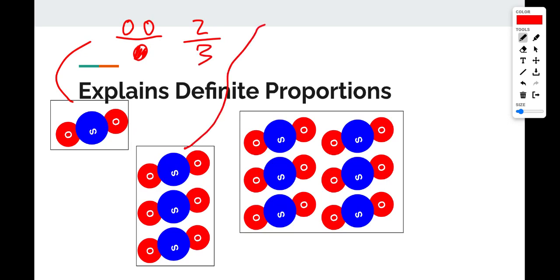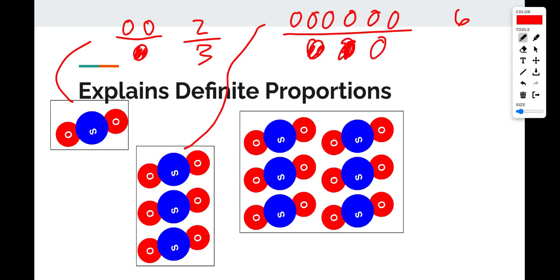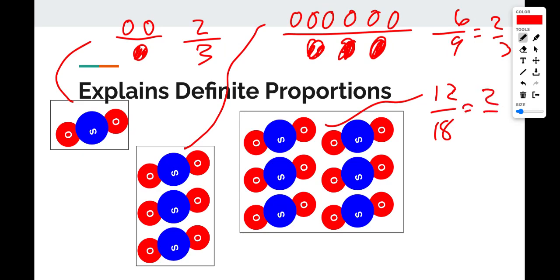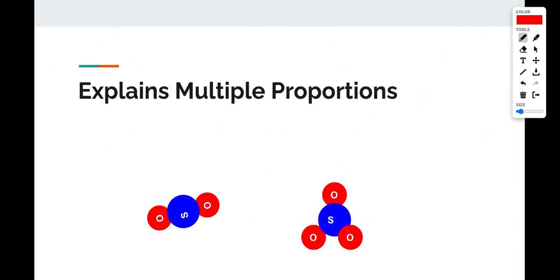If we broke down this compound, well, we'd have 1, 2, 3, 4, 5, 6 oxygens, which would weigh 6 if each one weighed 1. And we'd have 3 sulfurs, which would weigh 9 if each one weighed 3. Well, that's 2/3. And if we took this one, well, we'd have 2, 4, 6, 8, 10, 12 oxygen masses if every oxygen weighed 1, and 1, 2, 3, 4, 5, 6 times 3 would be 18 sulfur mass, and again, that just reduces to 2/3. And so that explains why no matter how big or small of a sample you have, you get that same definite proportion.